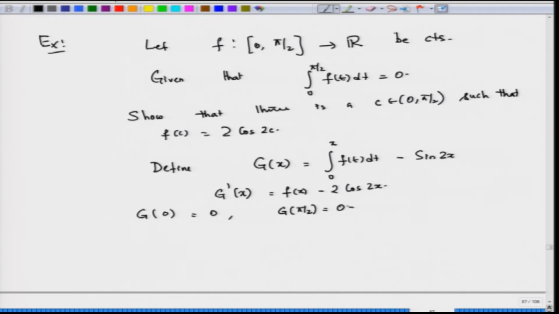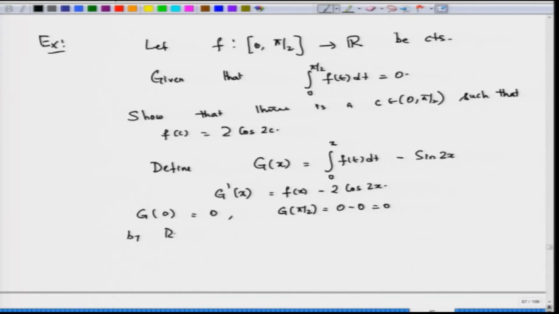So, this is 0 minus sin 2π by 2, which is sin π, which is also 0. Now, g is a differentiable function, and g of 0 is equal to 0 and g of π by 2 is also equal to 0. Then our old friend Rolle's theorem tells us that there will be some c such that g prime of c is 0. So, by Rolle's theorem, g prime of c equals 0, that is, f of c is equal to 2 cos 2c.